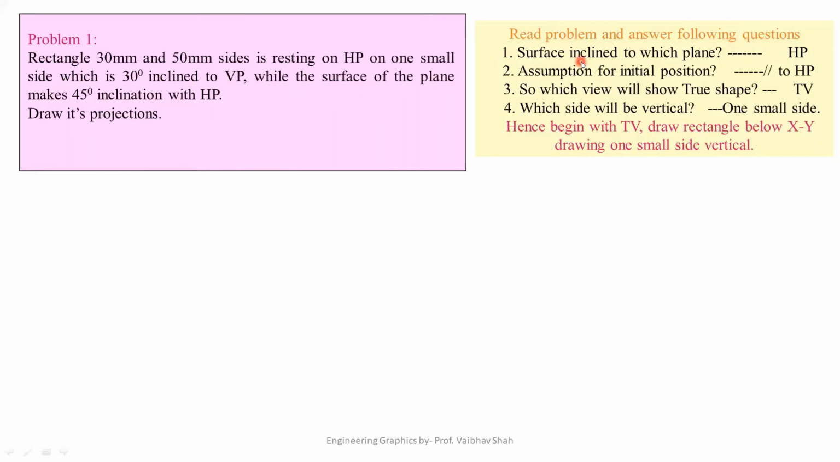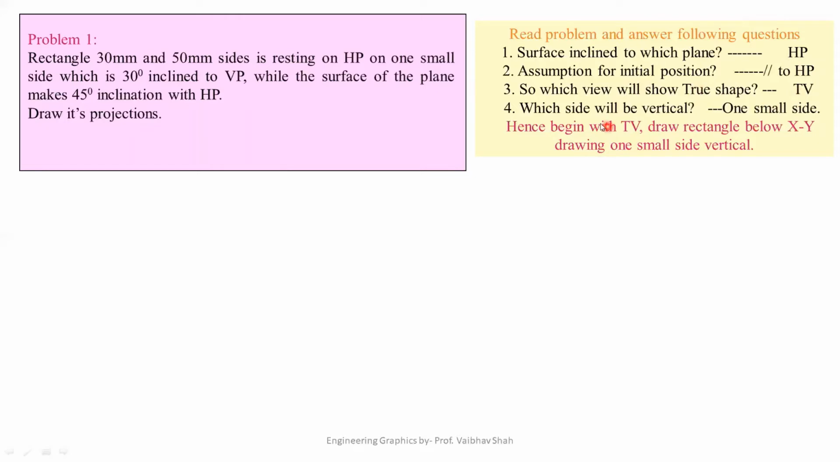First question: the surface is inclined to which plane? Let us see, the surface of the plane makes a 45-degree inclination with HP. So now your surface is inclined to your HP, and our first answer would be HP. If your surface is inclined to HP, that means your initial position would be parallel to HP. So your plane would be parallel to HP. If your plane is parallel to HP, it is obvious that the true shape would be of the top view, which will lie in HP itself.